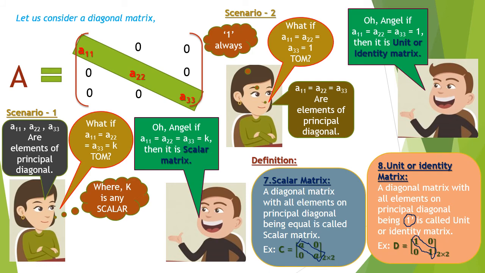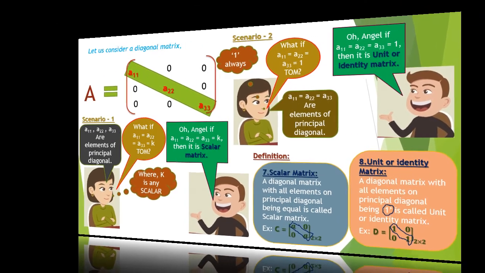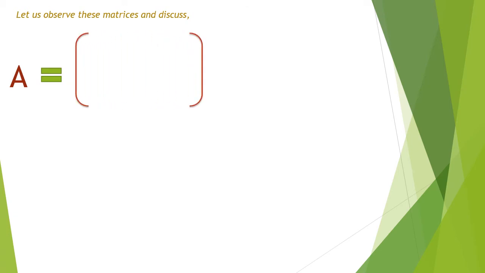So let's move to another type. We have already done type 8. Now there are two more types, I think. Let us observe this matrix and discuss. As our regular matrix, you can see A equals A11, A12, A13, 0.